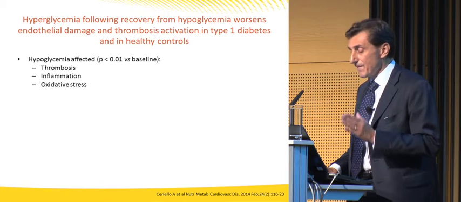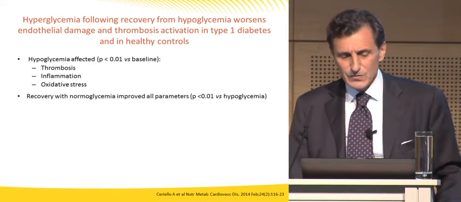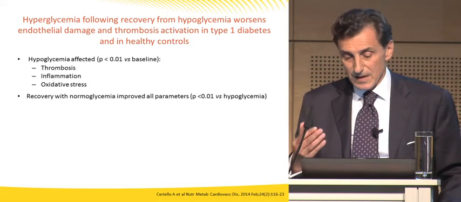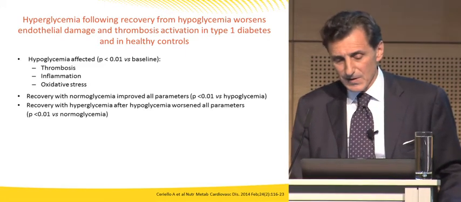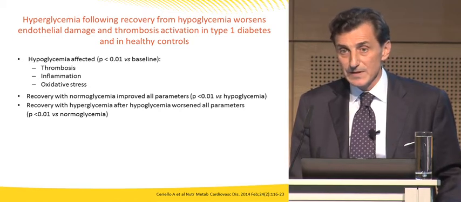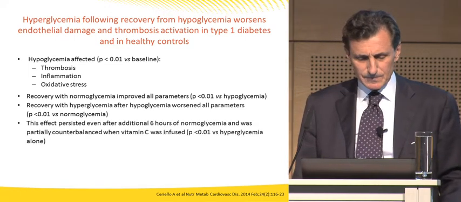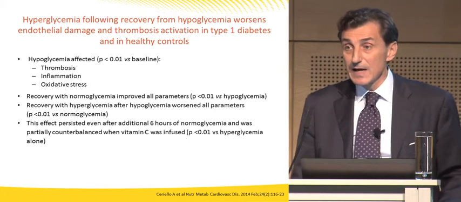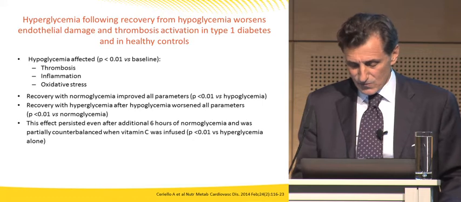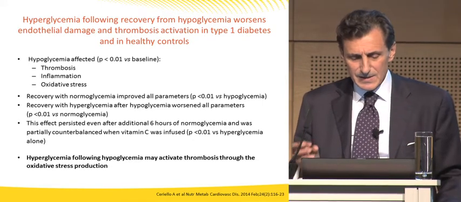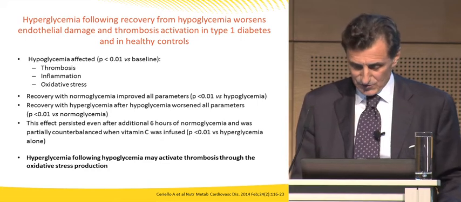Therefore, hypoglycemia affects thrombosis activation, inflammation, and oxidative stress. Then, we recovered to normal glycemia, and we see an improvement of all parameters versus hypoglycemia. If we recover with hyperglycemia after hypoglycemia, all these parameters worsen, and the values were much worse than with normal glycemia. And this effect persisted even after an additional 6 hours of normal glycemia and was counterbalanced by vitamin C infusion, but I don't want to go into detail. The message is that hyperglycemia following hypoglycemia activates thrombosis through oxidative stress production.